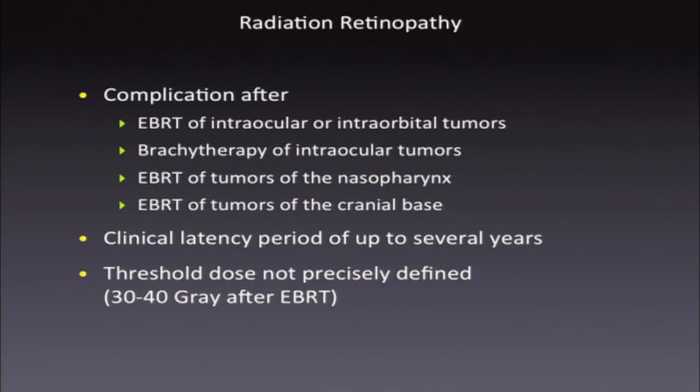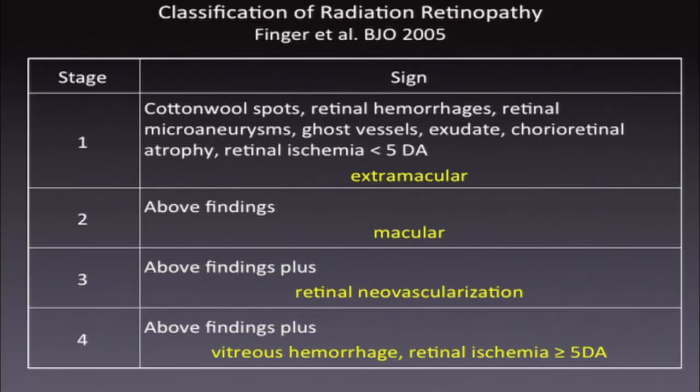Radiation retinopathy may occur as a complication of external beam radiation of intraocular and intraorbital tumors. It may occur, of course, and it does occur after brachytherapy of intraocular tumors, but it does not only occur as a consequence of radiation of ocular tumors, but it may result as a consequence of radiation of extraocular tumors, like tumors of the nasopharynx or tumors of the cranial base. Radiation retinopathy may occur several years after radiation, and the threshold for radiation retinopathy still is not very clear.